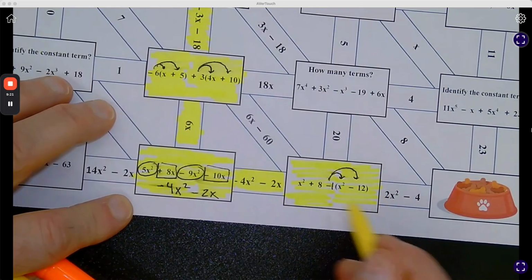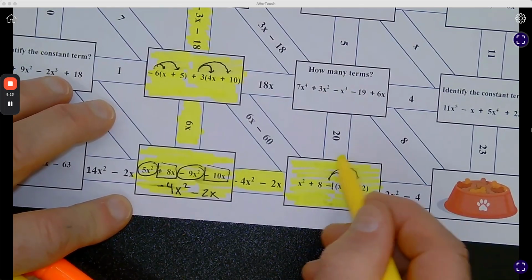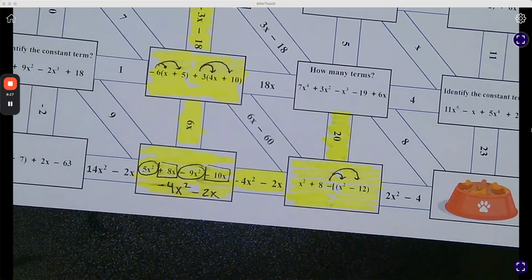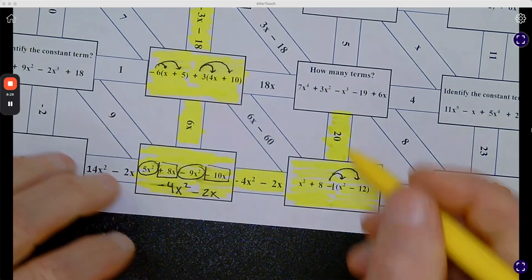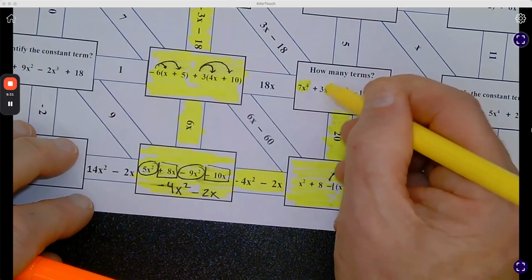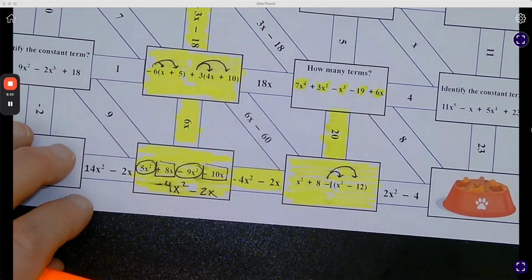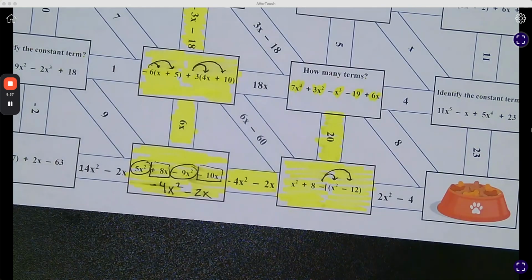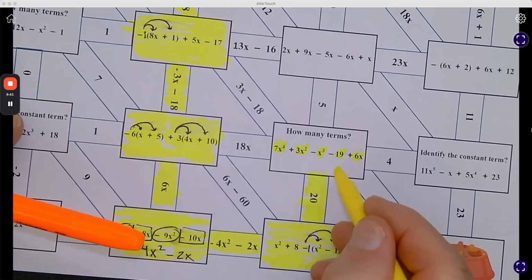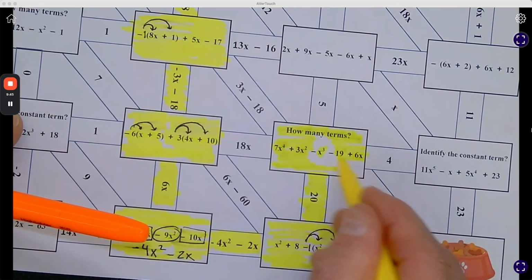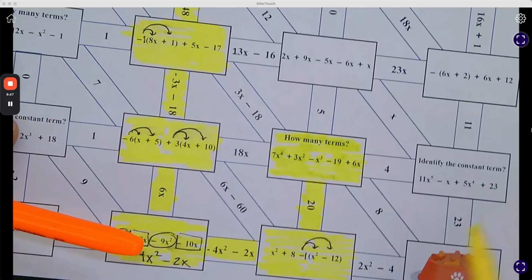Oh, I love this question. How many terms? Okay, so we're going to count them. There's 1, 2, 3, 4, 5. Remember, terms are separated by addition and subtraction. Oh my gosh, we're getting farther away. Poor Max. I think he's a little confused about what the goal is here. All right, and then we got 5.